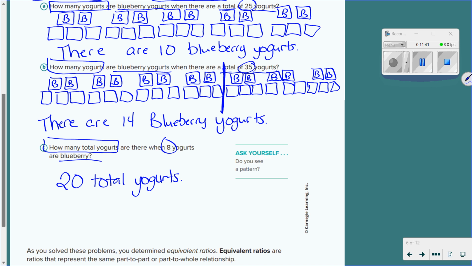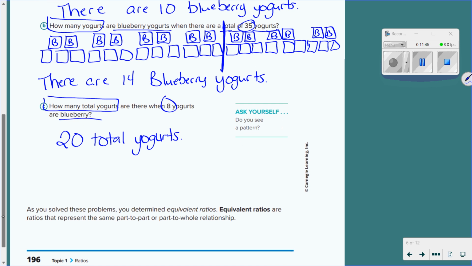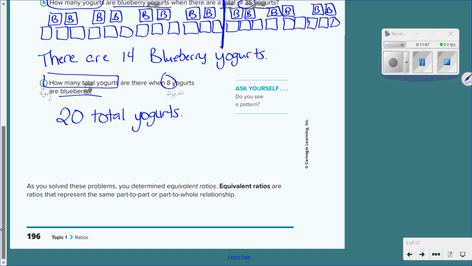Got it? Okay, before we do the definition at the bottom, I want to go over the ones that you should already have on your vocabulary page. So please pay attention because I'm only saying them once. Number 1 should be additive reasoning. 2 should be multiplicative reasoning.